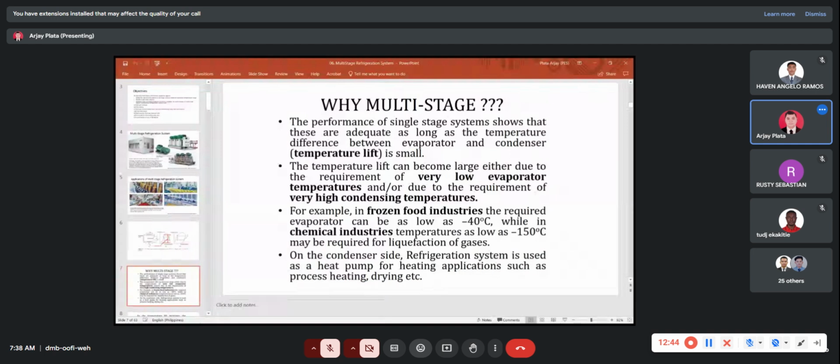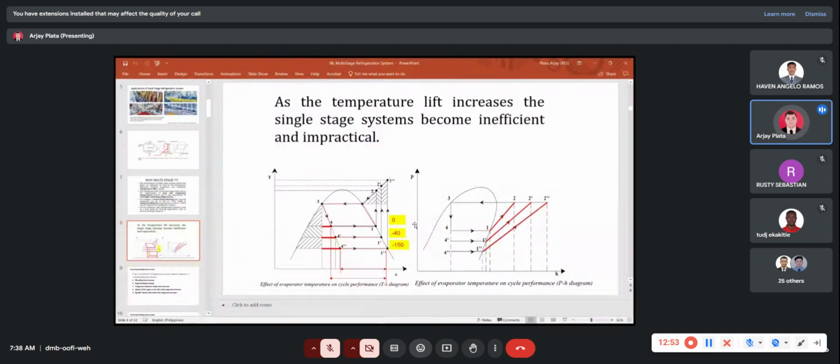As you can see here, as the temperature lift increases, the single stage system becomes inefficient. So the original requirement is, let's say, 0 degrees. If you need -40, this single stage cannot be applied. So as with -150.